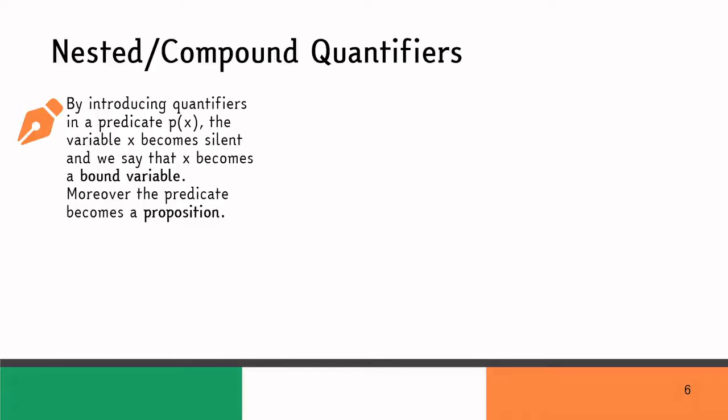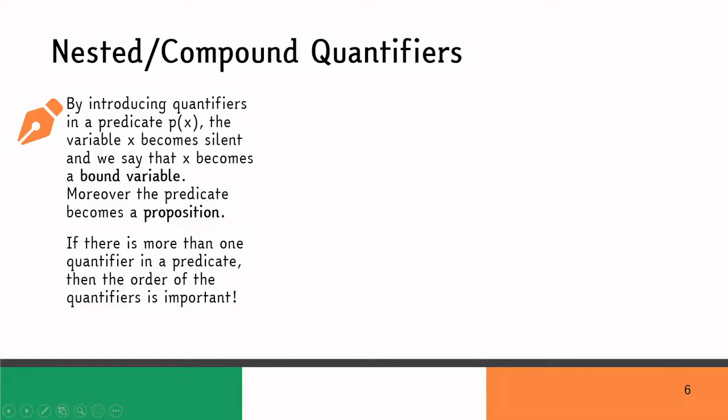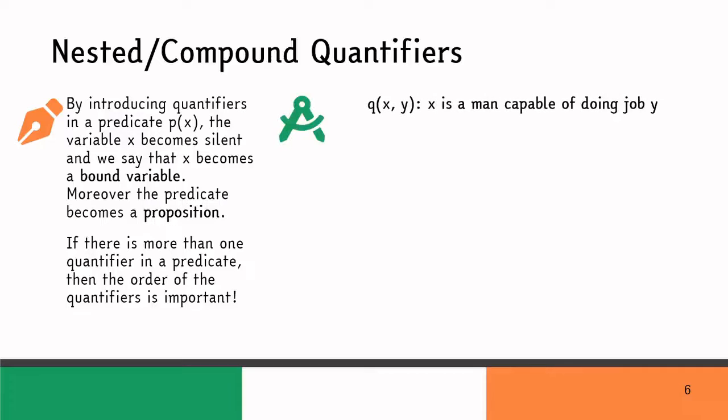Let us now discuss the principle of compound quantification, wherein there can be multiple quantifiers nested in a single statement to depict quantified relations. If there are multiple quantifiers in a predicate, then the order of the quantifiers is important. The whole meaning of the statement would change if the order changes. To understand it better, let us see an example again.